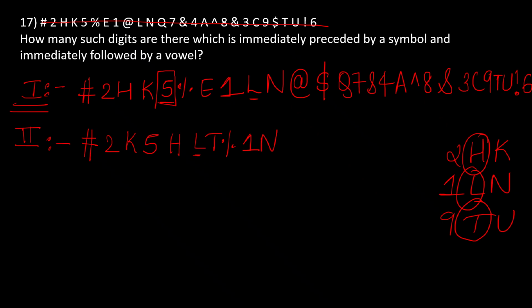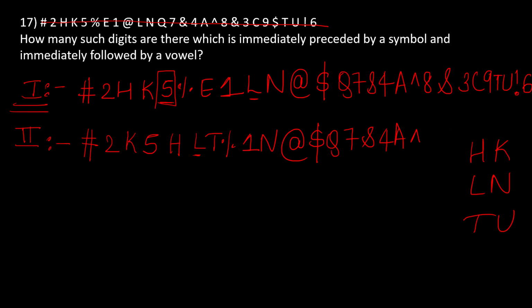Then N, correct? At dollar Q 7 and 4 A. Then again 8, 8. Then and 3 C. Then 9. T is already placed, so T you should not place again. U exclamation mark and 6. So this is your second step.